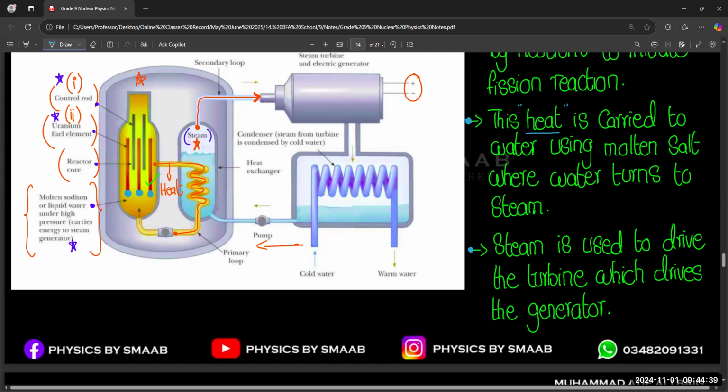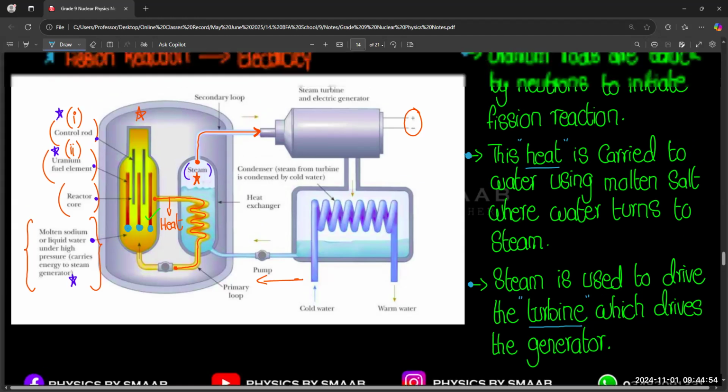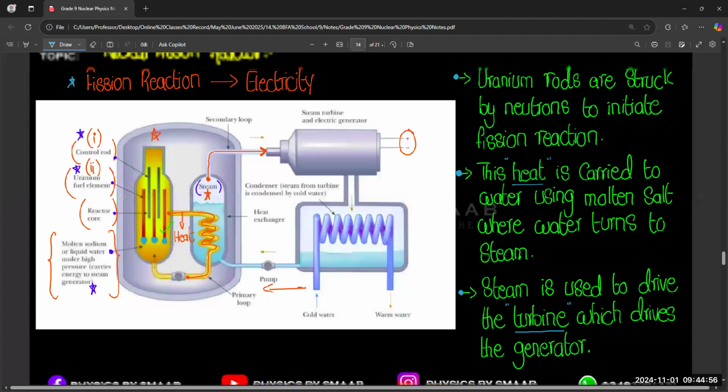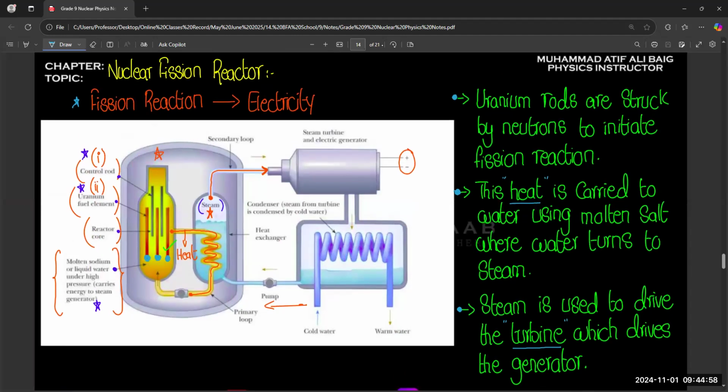We start to rotate the turbine, that large fan, to generate electricity, okay, with the help of the steam. So this is the process of a nuclear reactor, okay. Any confusion in the basic concept of the reaction, how this reaction takes place?